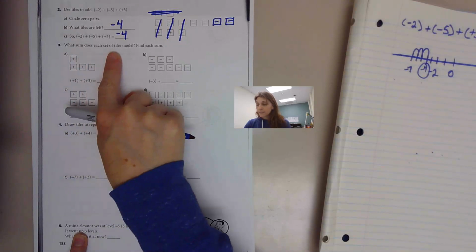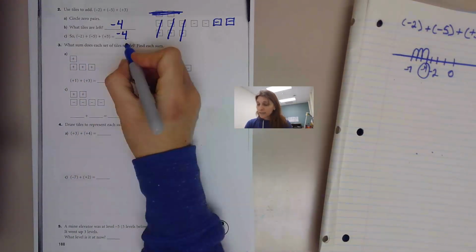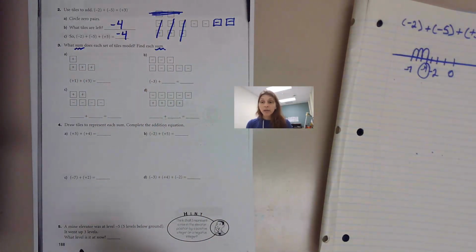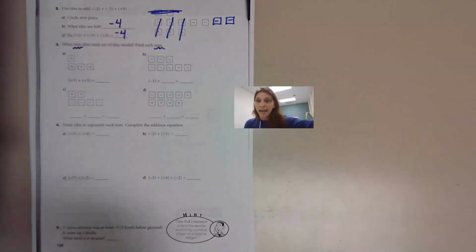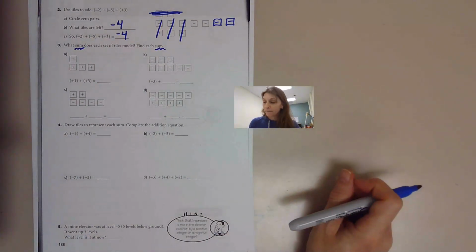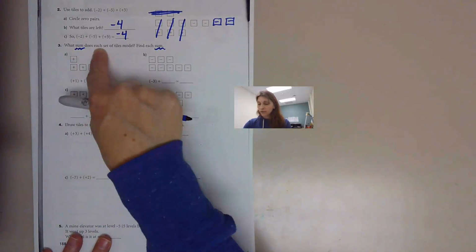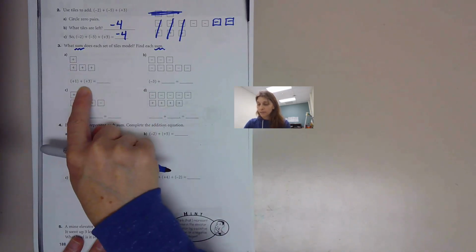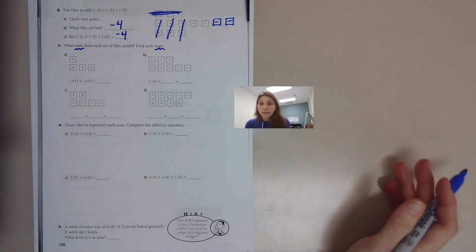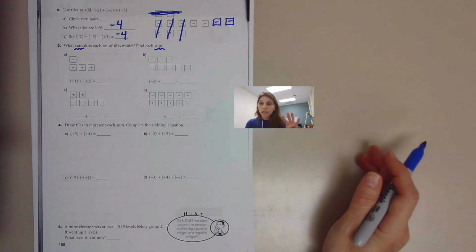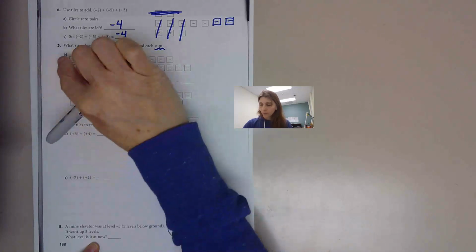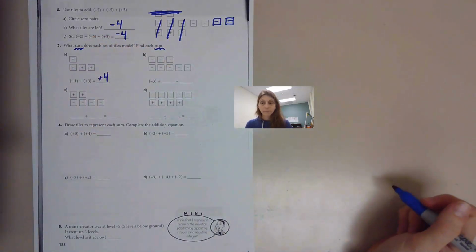Number 3, what sum does each of the tiles model? Find each sum. The word sum, first and foremost: sum means when we add 2 numbers together, what's the answer? The answer when we are adding is a sum. Okay, so let's take a look at these tiles. What sum does this get? Positive 1 plus positive 3. We don't have any 0 pairs there. A 0 pair is only if you have a negative and a positive. All we have left here is positive 4. 1, 2, 3, 4.